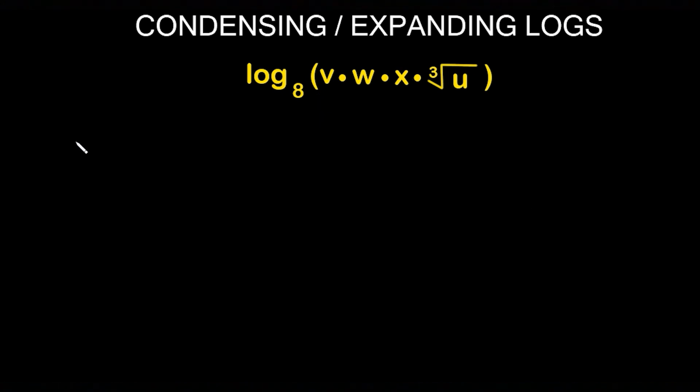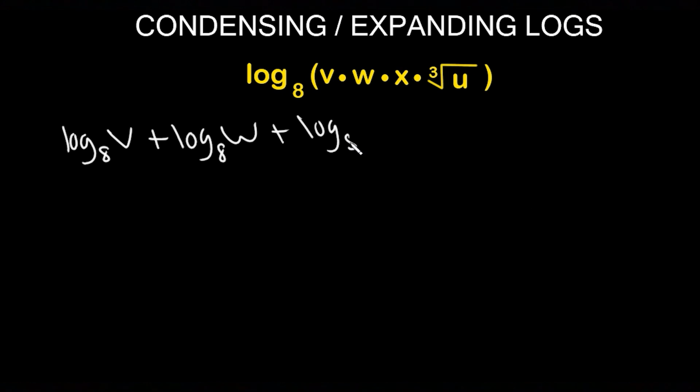So rewriting the problem, I'm going to have log base 8 of v plus log base 8 of w plus log base 8 of x, and then finally plus log base 8 of the cubed root of u. So the cubed root of u. So there's actually one more thing we can do here. I mean, technically you could leave it like this, but in particular, there's one more thing you can do here, and that's going to be in regards to this part right here, this cubed root of u.